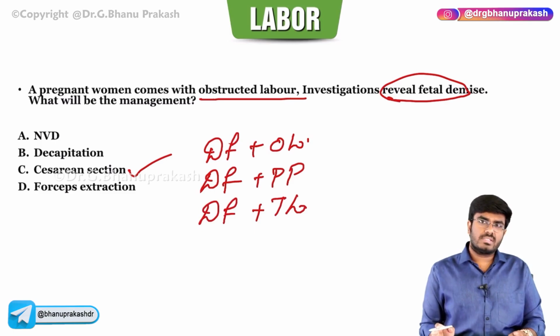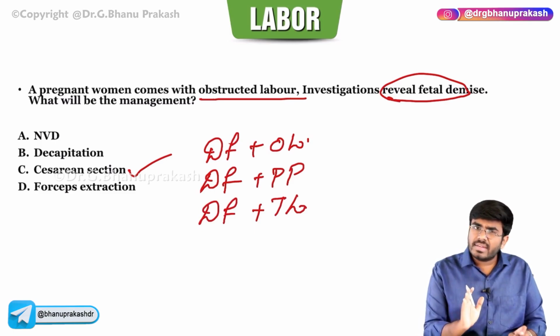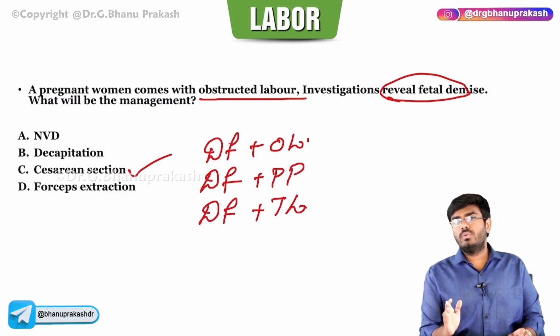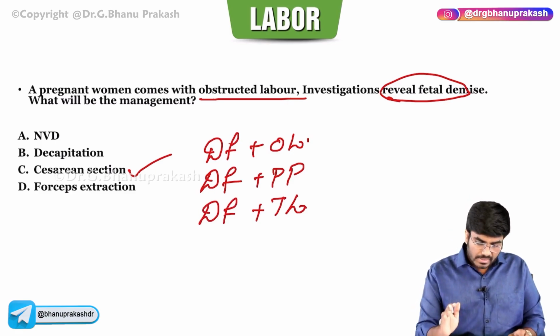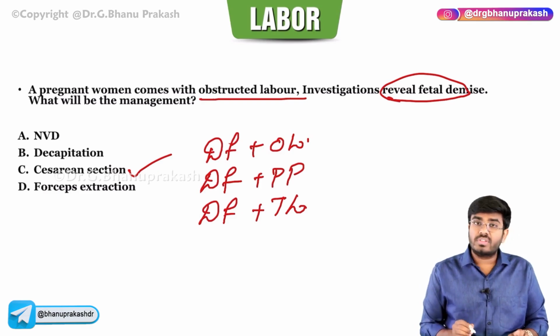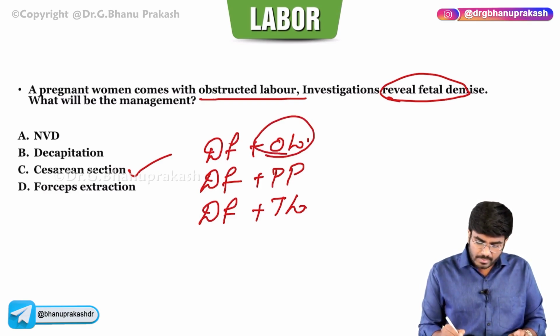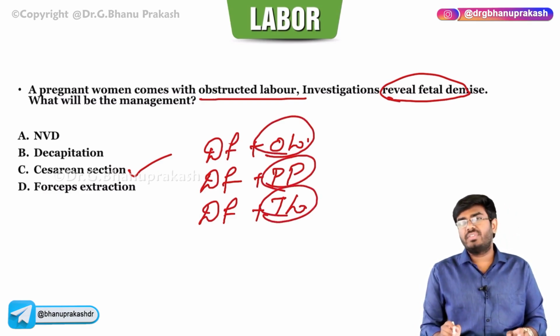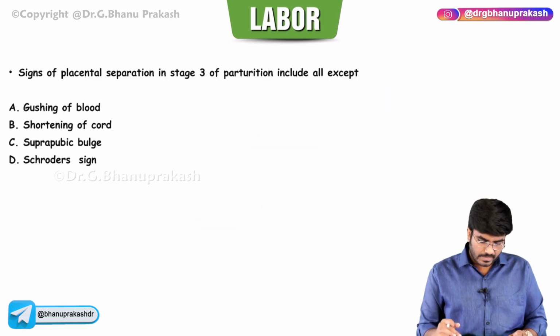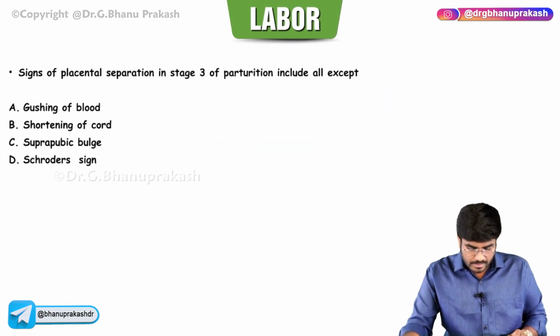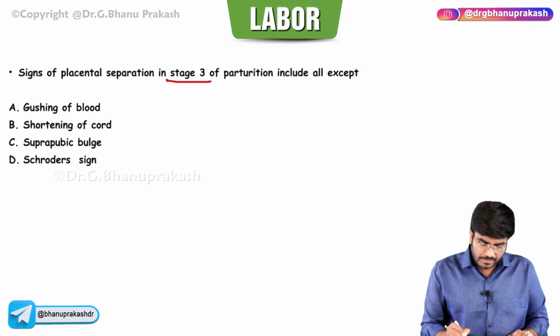Okay, in all these conditions, usually with a dead fetus, we do normal vaginal delivery only. But there are certain indications where you have to go with a C-section. What are they? Obstructed labor, placenta previa, transverse lie. In these conditions, you have to do the cesarean section.